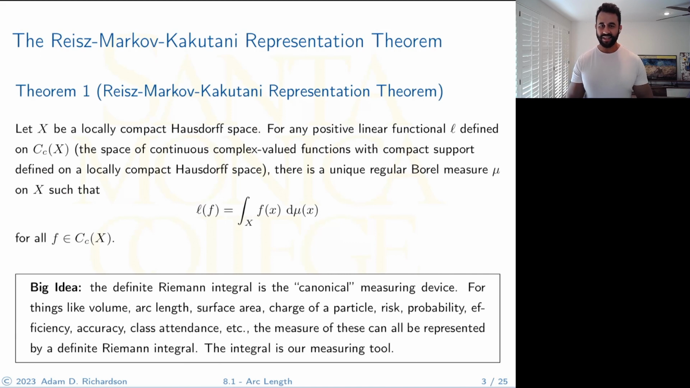This is saying that we can basically use the integral to measure anything as long as the thing we want to measure has some nice properties to it. So, for example, if you want to measure volume or arc length, like today, or surface area, like next time, or the charge of a particle, or risk, or probability, or efficiency, or accuracy, or class attendance, all these things, you can write that as a Riemann integral. So the integral is our measuring tool. It is the thing that lets us measure things.